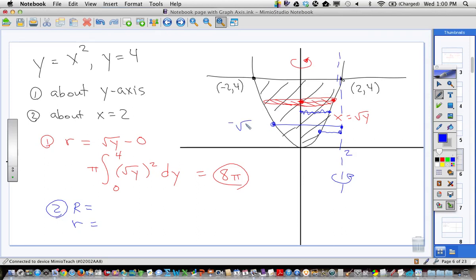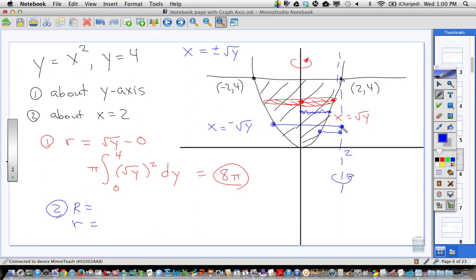It is negative square root of y. Remember, this parabola is y equals x squared. Since we have horizontal strips, we have to do plus or minus square root of y. The negative square root of y is the left half, and the positive square root of y is the right half. So this half over here is negative square root of y. This half over here is positive square root of y.